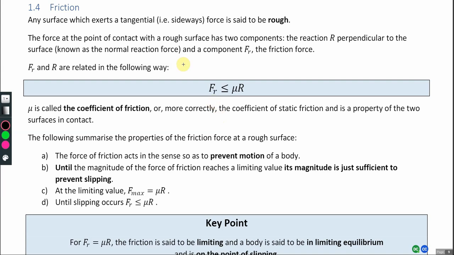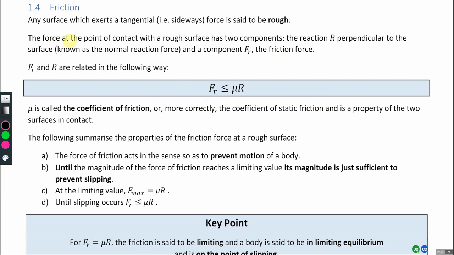Section 1.4 is all about friction. Any surface which exerts a tangential force, in other words a sideways force, is said to be rough. In other words, it has a frictional force acting along the surface.